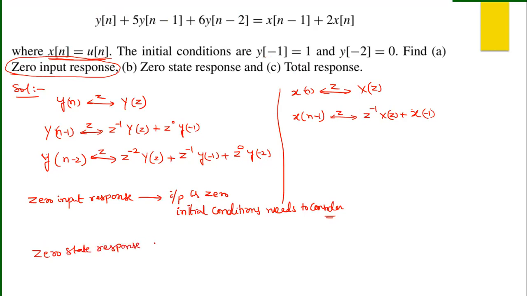Zero state response means input is present. If input is present, initial values equal 0. Remember this. So input is present, initial conditions are 0.